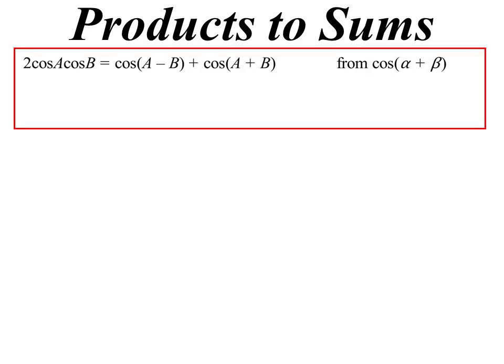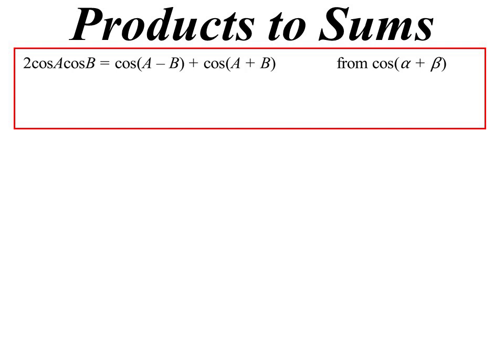The last of these trig formulas that we're going to look at: products to sums and also sums to products. So let's start with products to sums. If we get a product, and in this case it's a cosine times a cosine, so 2 cos A cos B would be cos(A minus B) plus cos(A plus B).